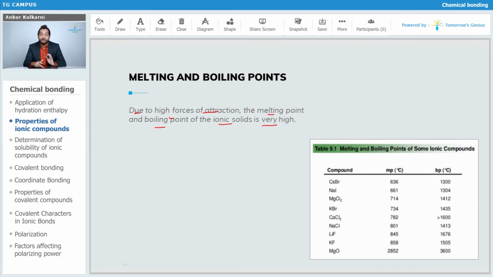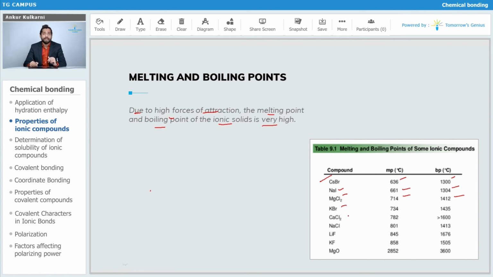Certain melting points and boiling points are given to you on your screen. So let's look at that. You have cesium bromide, that is CsBr. Obviously, it is an ionic compound, so the melting point is 636 and the boiling point is higher than that, 1300 degrees Celsius. Here we are talking about degrees Celsius and not Kelvin. So these temperatures are really high. Similarly, you have sodium iodide with melting point 661 and boiling point 1304. Then you have magnesium chloride, 714 and 1412, and so on.